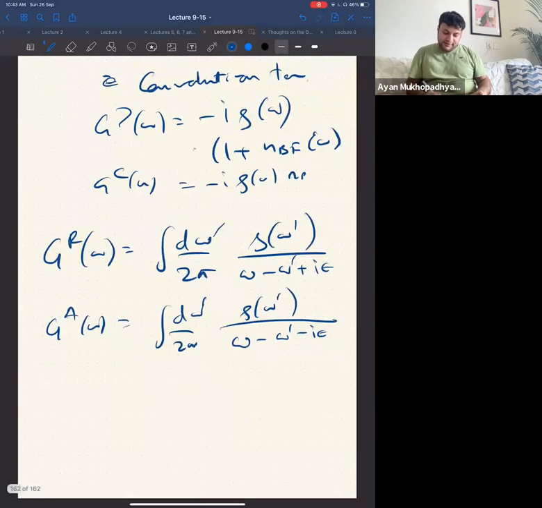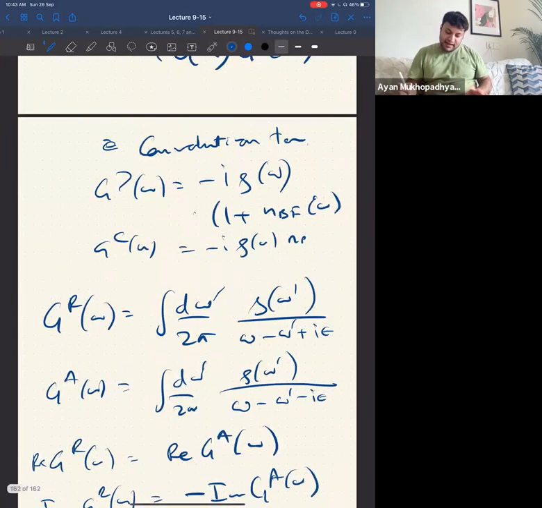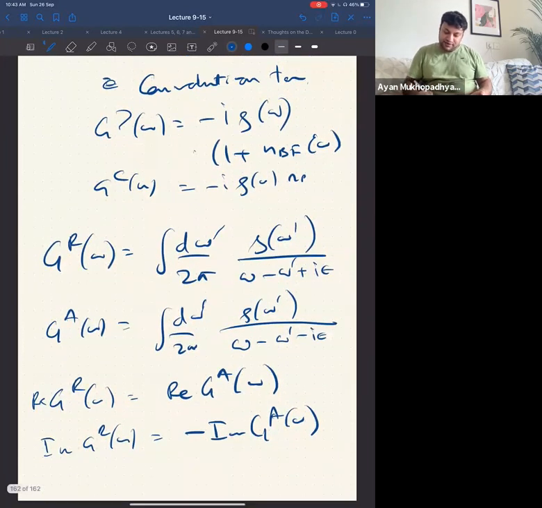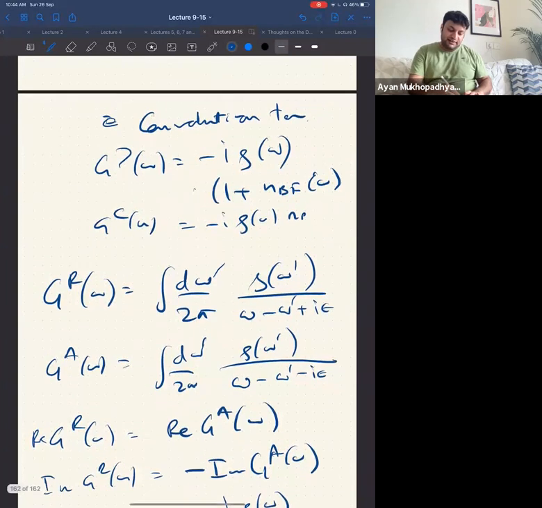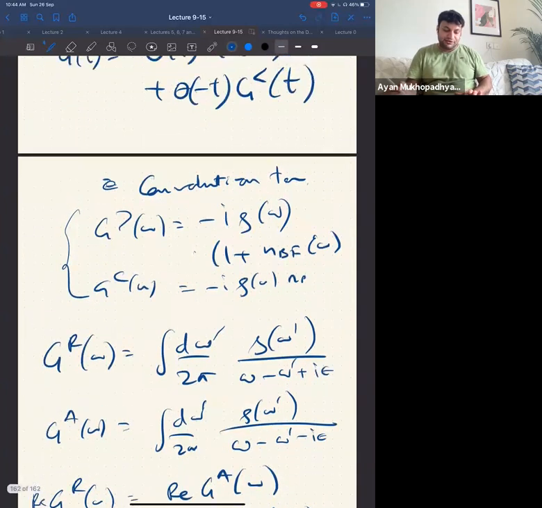And from here, it easily follows that the real part of G^R omega is the real part of G^A omega, but the imaginary part of G^R omega is simply minus the imaginary part of G^A omega, right? If you combine all of this, and we already know what these objects are, the imaginary part of G^R omega is nothing but minus half of rho omega, right?